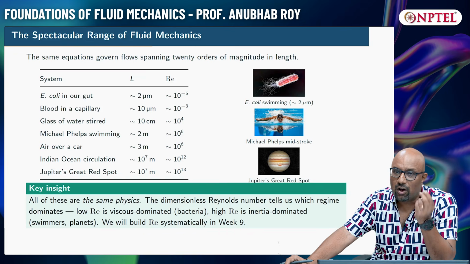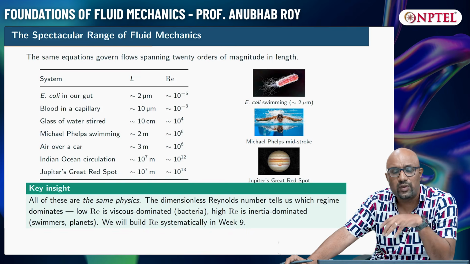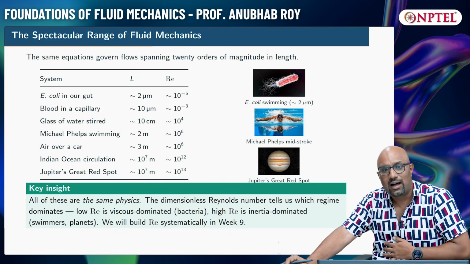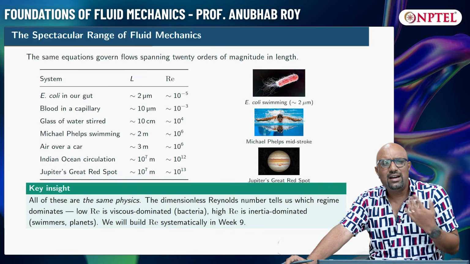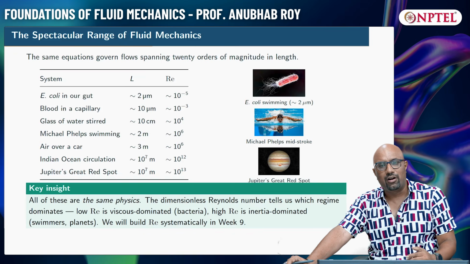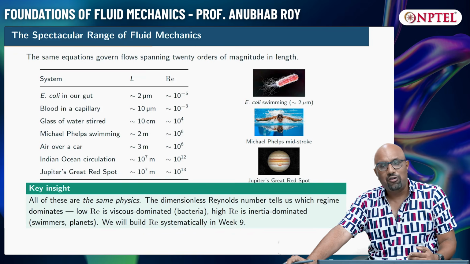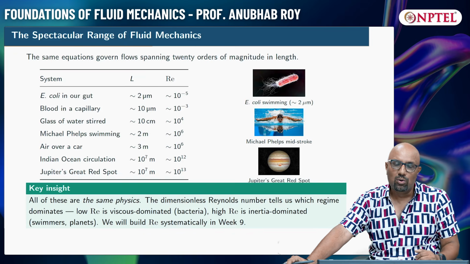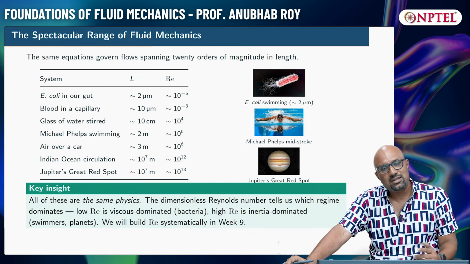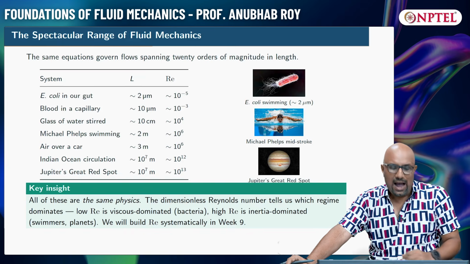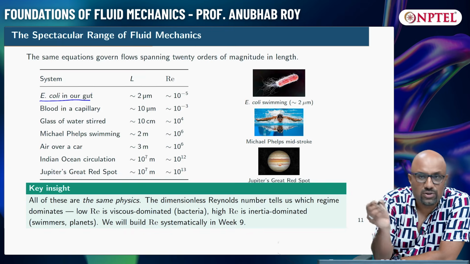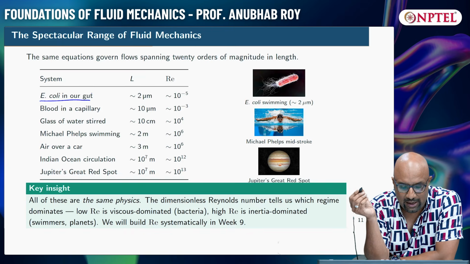So you can start from the smallest scale, and the smallest scale that is quite relevant to us. We are all aware of this term that our gut has a very rich flora and fauna, which basically means that the bacteria which reside in our gut, if you have the good ones, keep you healthy and strong, and if you have the bad ones, they make you fall sick. And if you take one of those residents in your gut, which is E. coli, this is typically something that is micron size.